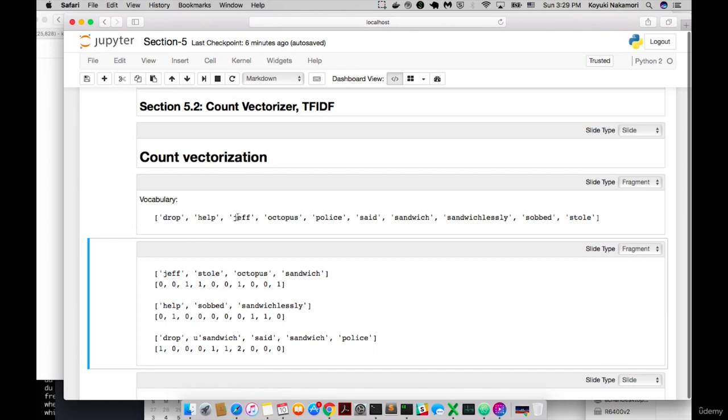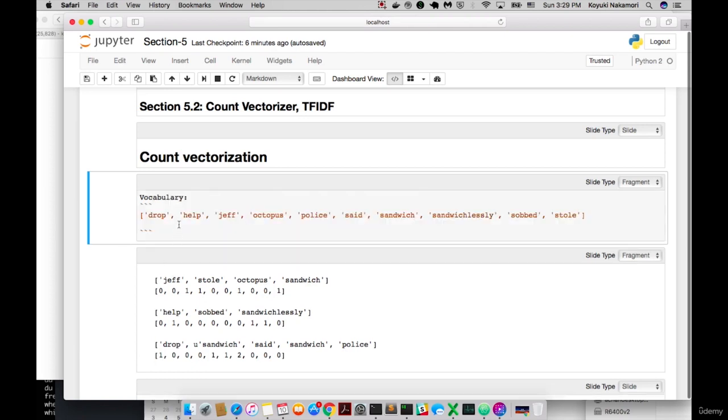You can see Jeff in our vocabulary is the third one. So the way that we convert this is whenever we see Jeff, we add one value to the third position. If you have a huge vocabulary, with lots of words, then you're going to have a huge vector, maybe a vector with 1,000 or 2,000 elements. But in this case, we only have 10 words in our vocabulary.